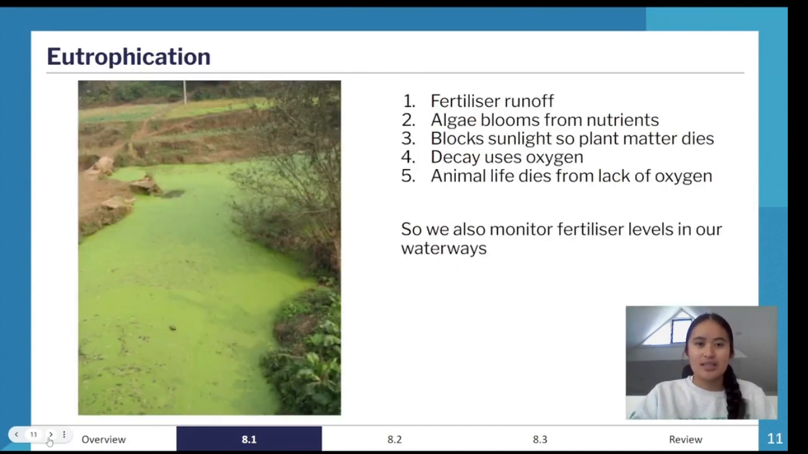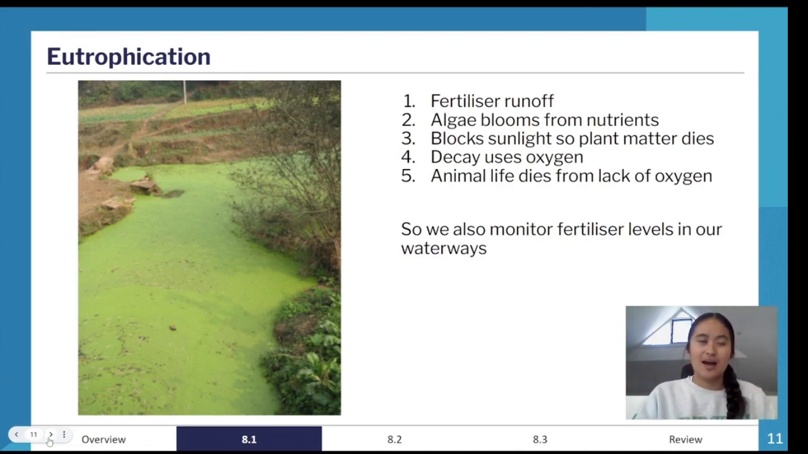Another thing that comes under this is eutrophication. This one is a process that is really good to remember, just because it's very relevant and very easy to remember. While it is memorization, it does follow a very, very logical process that makes it super easy to remember.